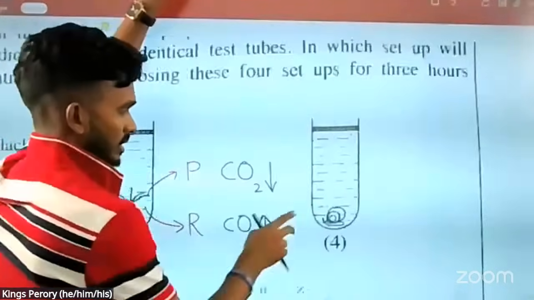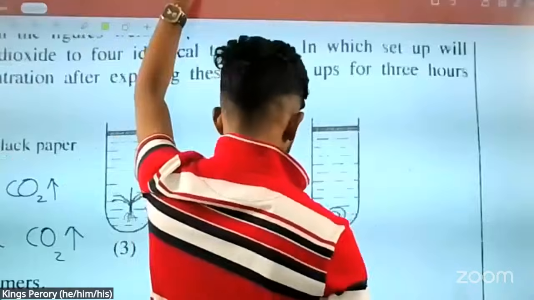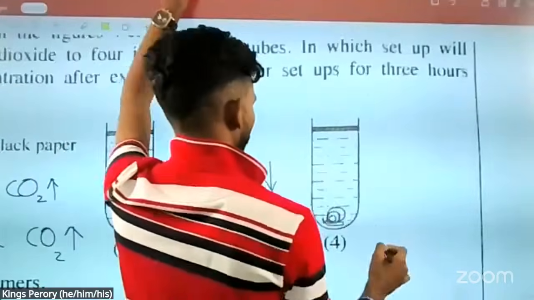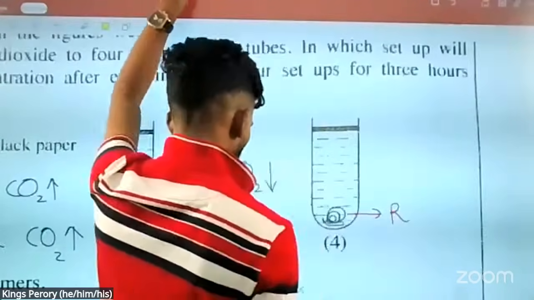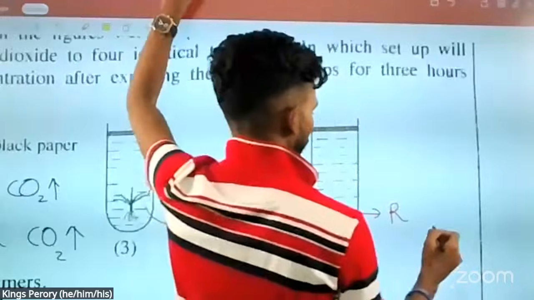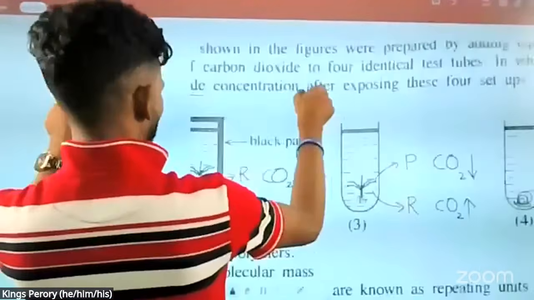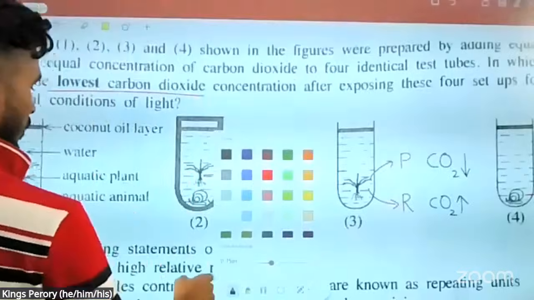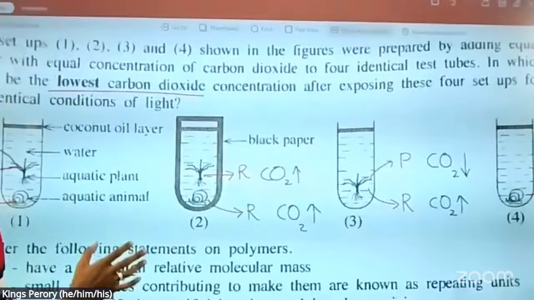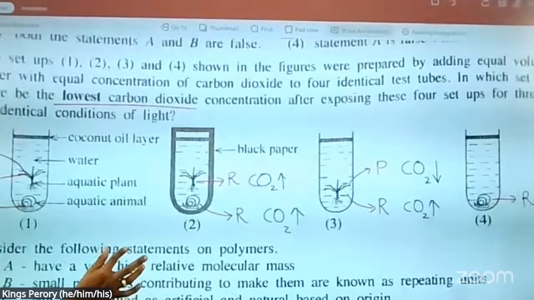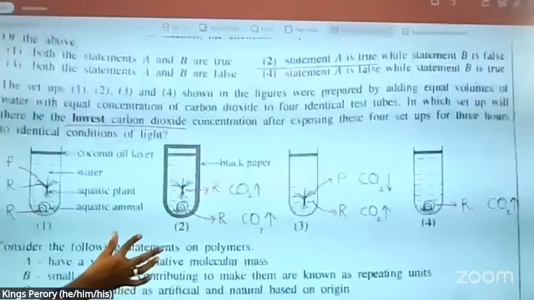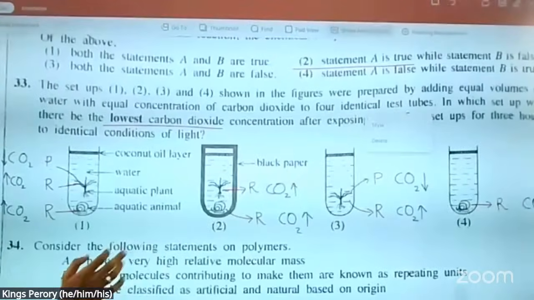Here, only an animal is there. The animal will only do respiration. During respiration, carbon dioxide is released. Now, I have analyzed only carbon dioxide. Oxygen you don't need. I have written only for carbon dioxide. Now we have to find out in which one more carbon dioxide is present.